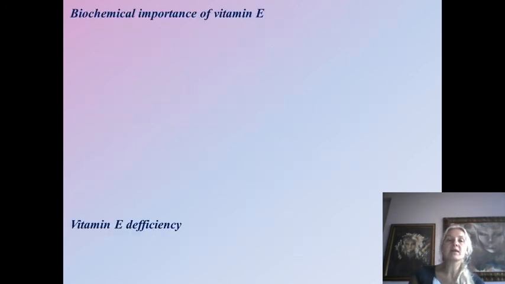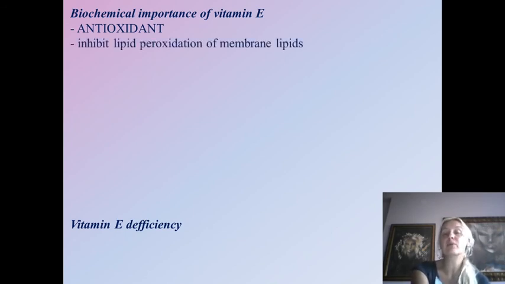So the biochemical importance of vitamin E is actually based on its antioxidant activities. Vitamin E is found to inhibit the lipid peroxidation of membrane lipids, thus protecting the cell from the degradation of membrane, which has an absolute consequence in numerous pathological processes and development of diseases.